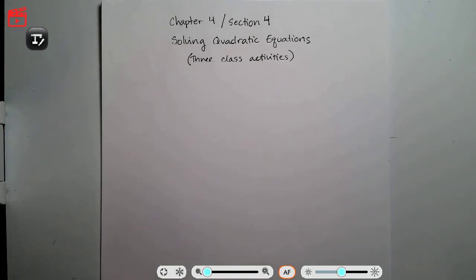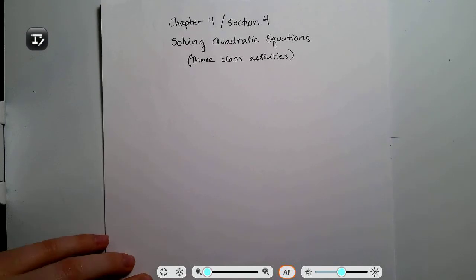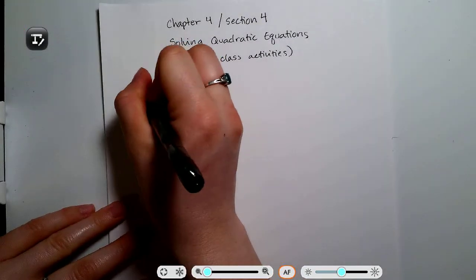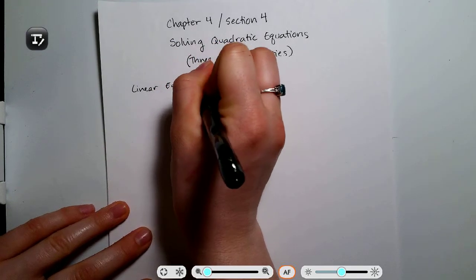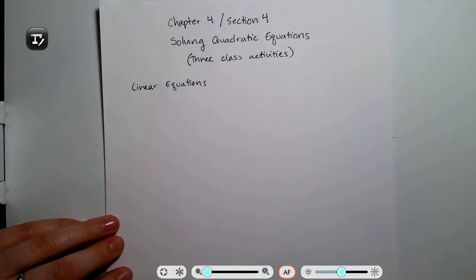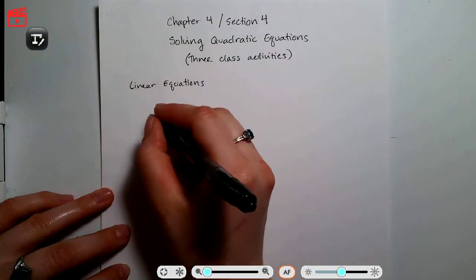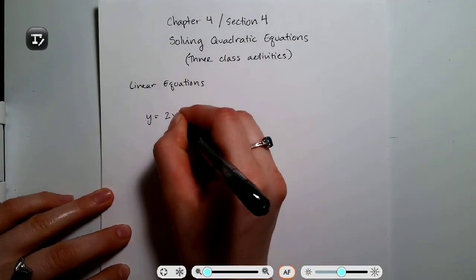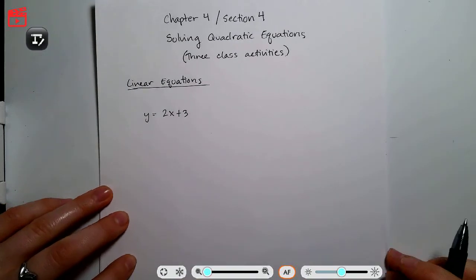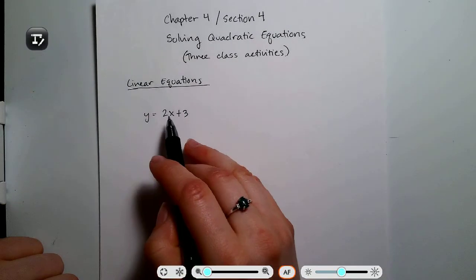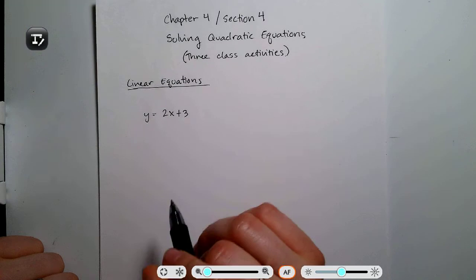So real quick, the other types of equations that we have been solving are linear equations. An example of what a linear equation looks like is maybe y equals 2x plus 3. That's an example of a linear equation. So we have the y variable and the x variable, and then numbers.